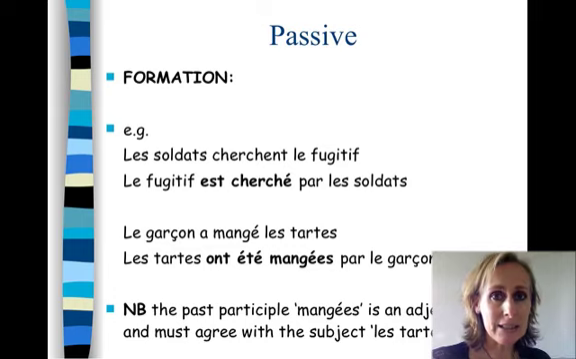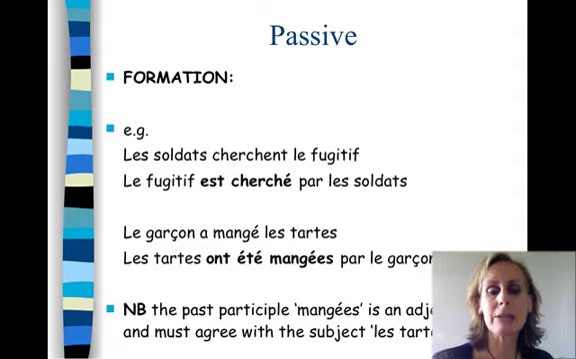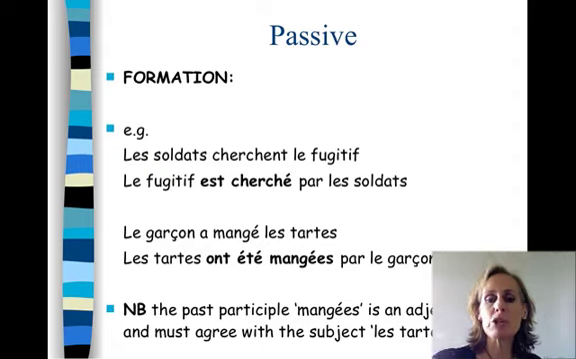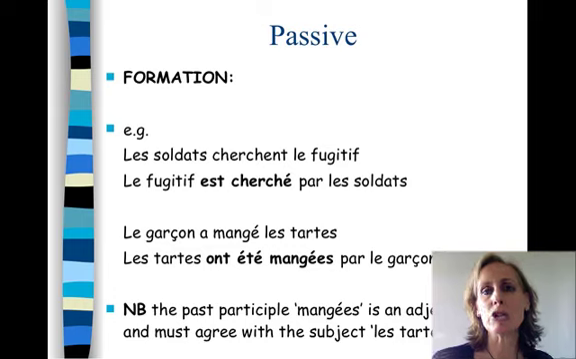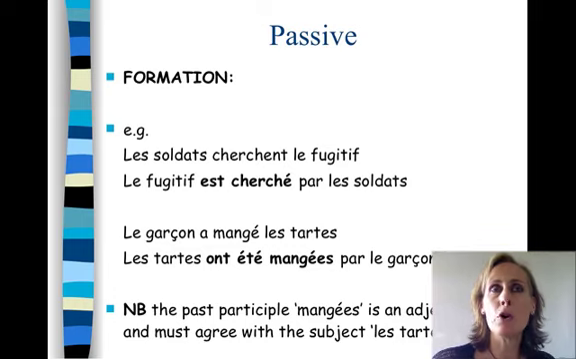We know that être takes avoir as its auxiliary verb, so it's ont été. Then we add the past participle of the original verb, which is manger. Ont été mangées par le garçon. Okay. Note again that the past participle mangées is an adjective now and must agree with the subject les tartes. It just means we have être there, so mangées must agree with les tartes, just as when you have any verb in the passé composé that takes être, that also needs to agree as well.